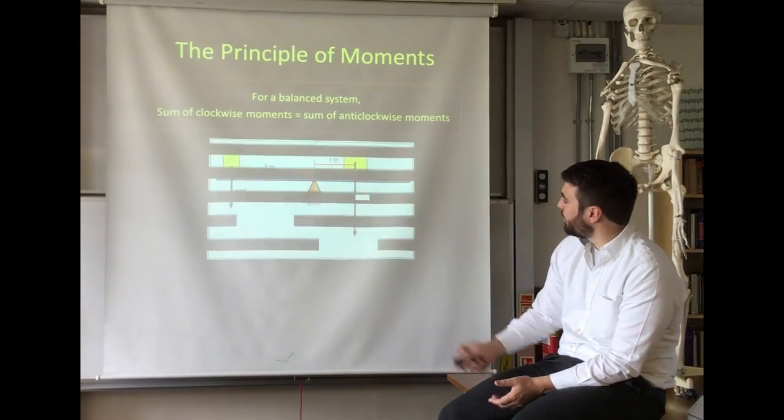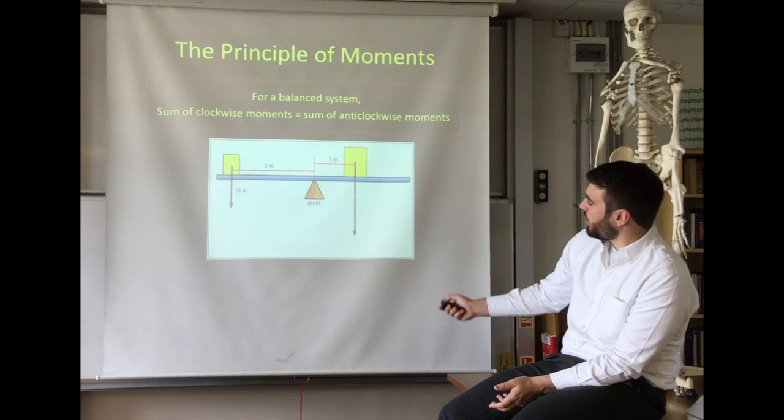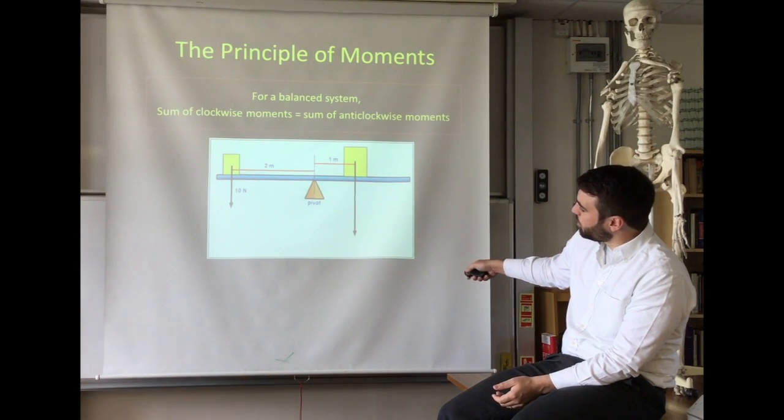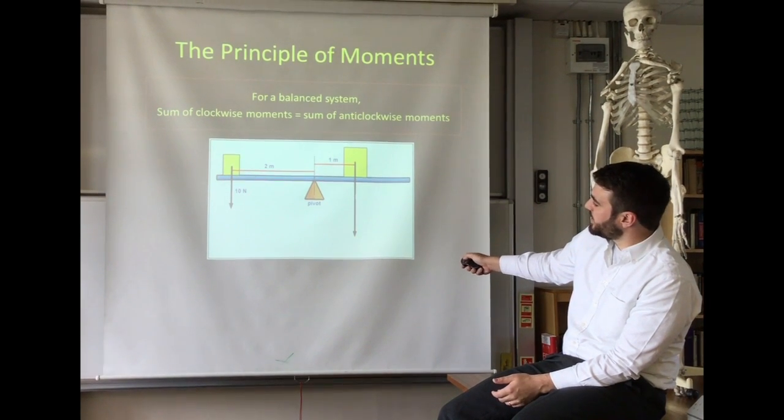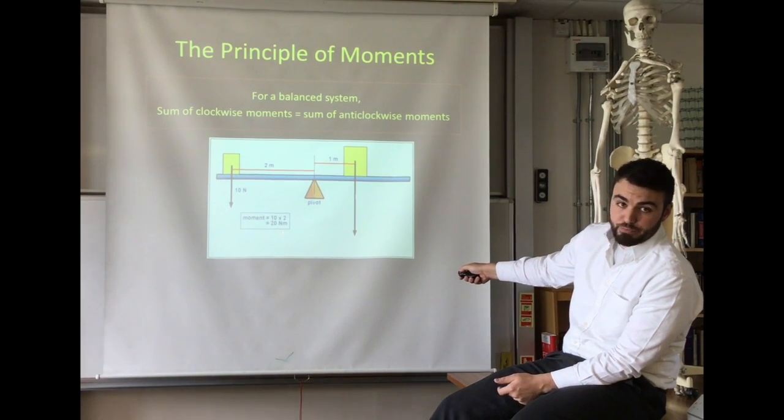So let's look at an example. For this one, I've got an anti-clockwise moment and a clockwise moment. This one is going to be 10 times 2, it's going to be 20 newton meters.